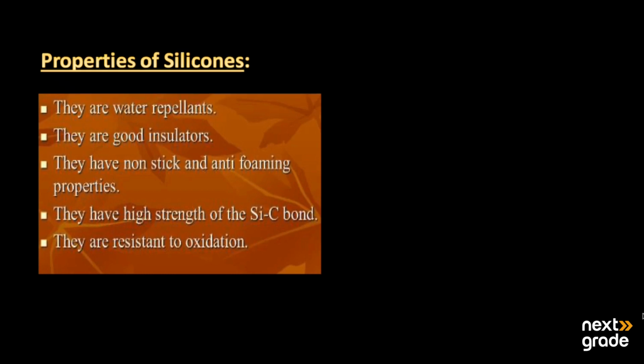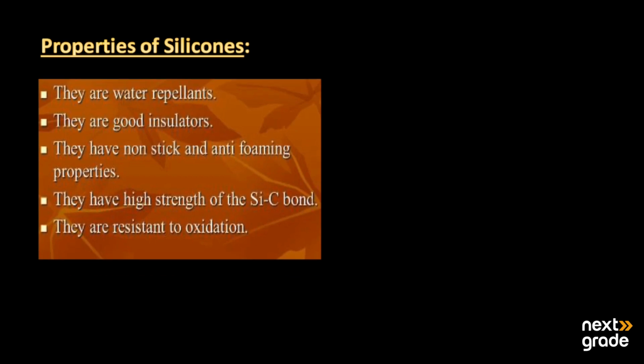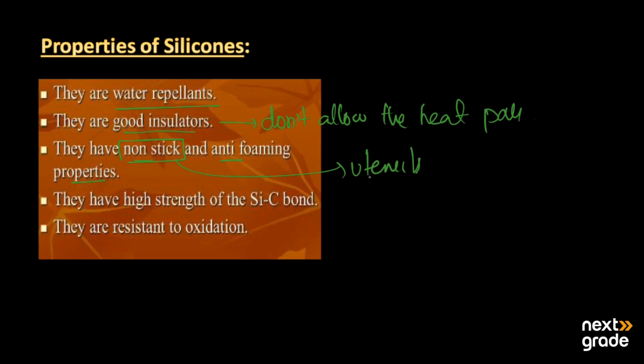After this, the properties of silicones. First, they are water repellent, which means they are insoluble in water. Second, they are good insulators. Insulators are materials that do not allow heat to pass. The third one, they have non-stick and anti-foaming properties. They are non-stick in nature, which means they can be used in the manufacturing of non-stick utensils used at home.